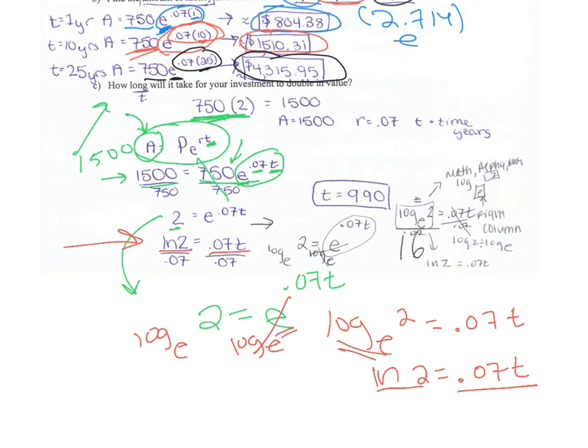Then you divide by 0.07, because it's 0.07 times T on both sides. And then when you do that, you would get T is equal to 9.90. So after really close to 10 years, your money would double. So you would need to watch your account for about 10 years for your money to double.